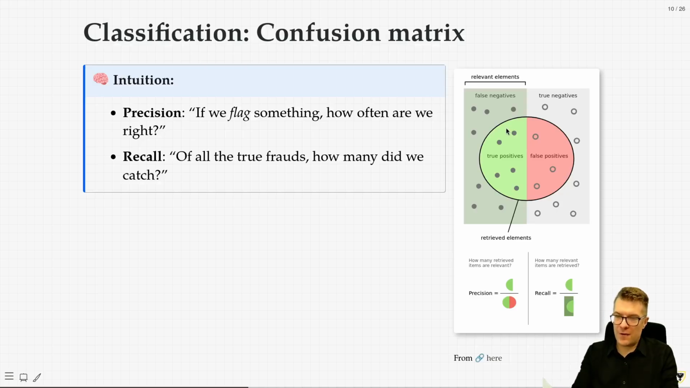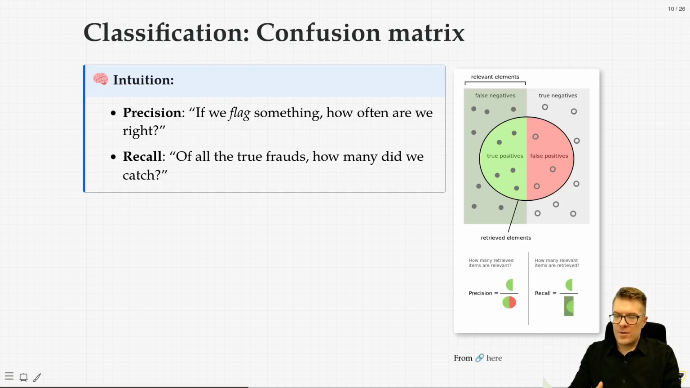If we return a handful of items as potentially fraud or flagged as fraud, we don't want to waste anyone's time tracking down instances that turned out to be flagged in error. So it's just the proportion of all of the instances flagged as fraud, what proportion of them were actually fraud, which proportion of them were actually true positives.